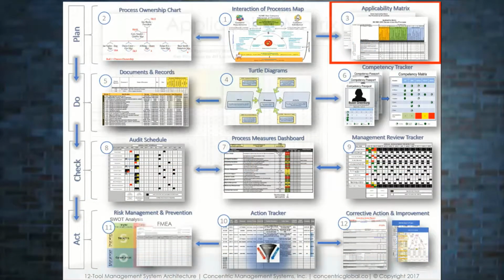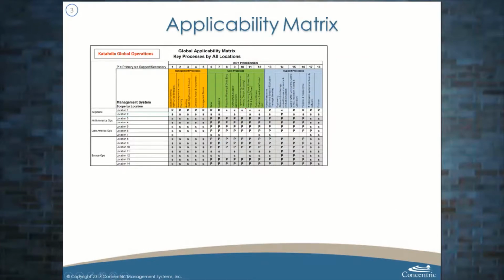Tool number 3 is the applicability matrix. The applicability matrix can be used in a number of different ways. So in this particular case, we have the processes in the orange on the top, and in the first example you could see location 1, 2, 3, 4, all the way down to location 11. This is an applicability matrix that's being used to map how the different locations, sites, remote locations, sales locations around the globe connect to the top level processes. So this would be a map that would connect the processes to the global locations.